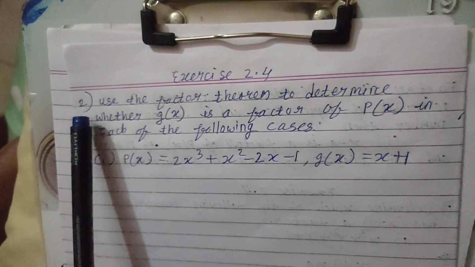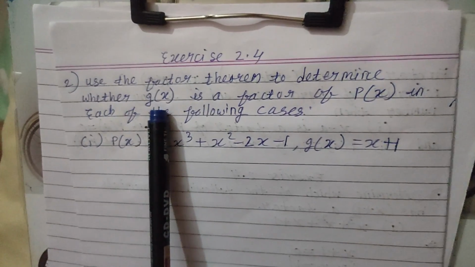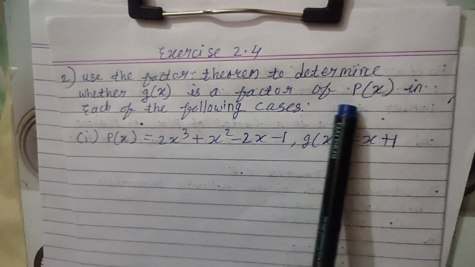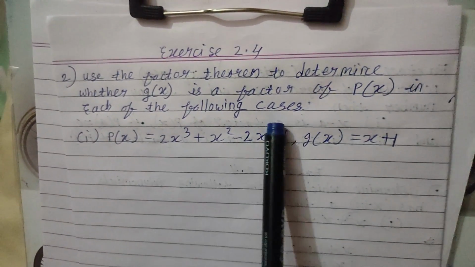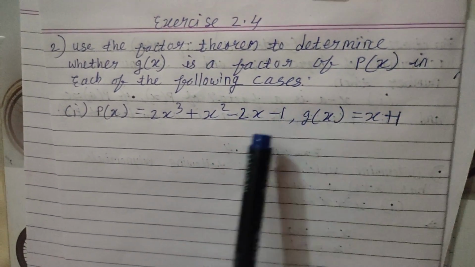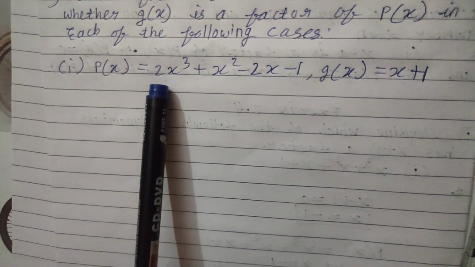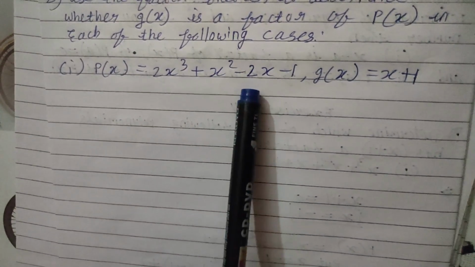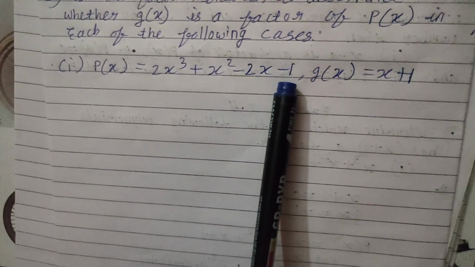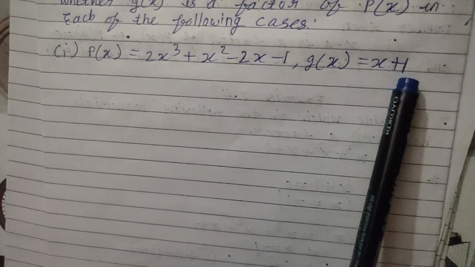Exercise 2.4, question second. Use the factor theorem to determine whether g of x is a factor of p of x in each of the following cases. Both g of x and p of x are polynomials. So they are given for the first sub question. P of x is equal to 2x cube plus x square minus 2x minus 1. So this is of degree 3, and g of x is x plus 1.